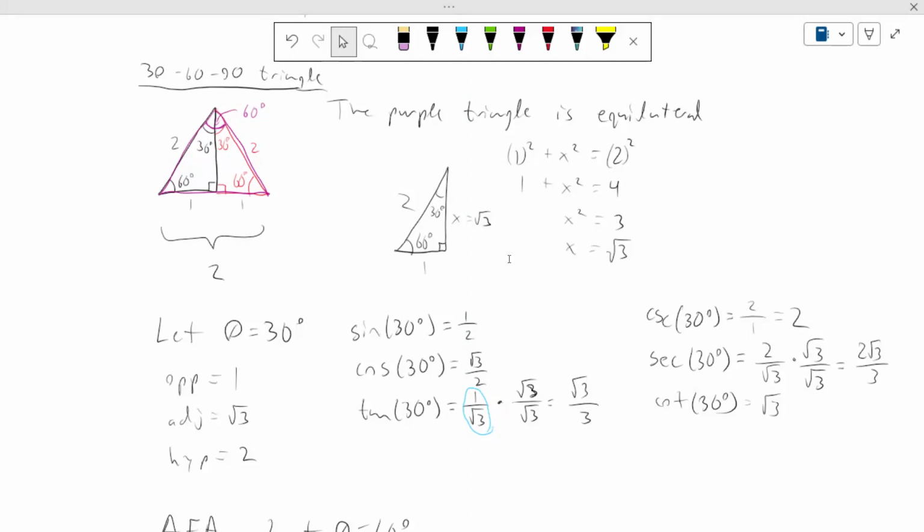Oh, so I use the Pythagorean theorem there. So this side squared plus this side squared equals this side squared.